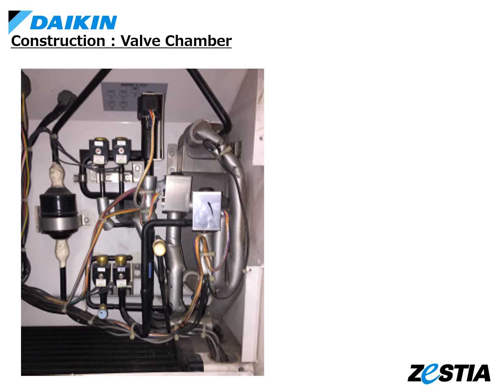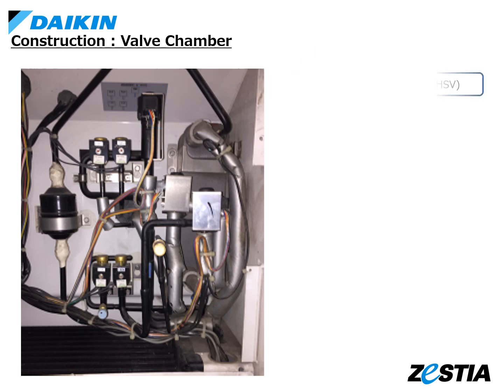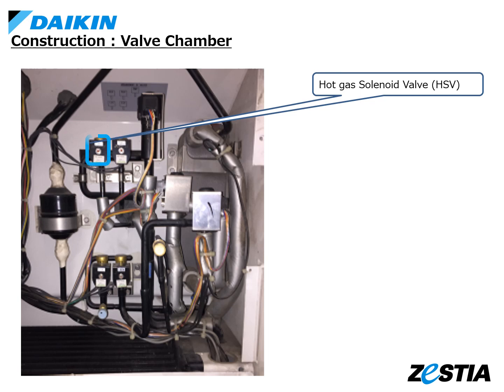Explain parts position in valve chamber. The DMV is normally fully open, but during defrosting, the opening is adjusted for release control. HSV supplies hot gas to the evaporator by opening during defrosting and heating. It is also open to protect the compressor by equalizing high and low pressure when starting the compressor.